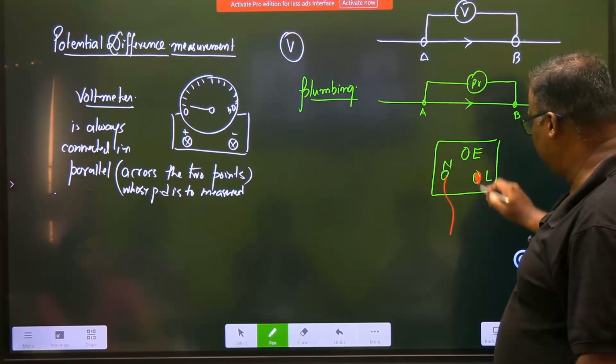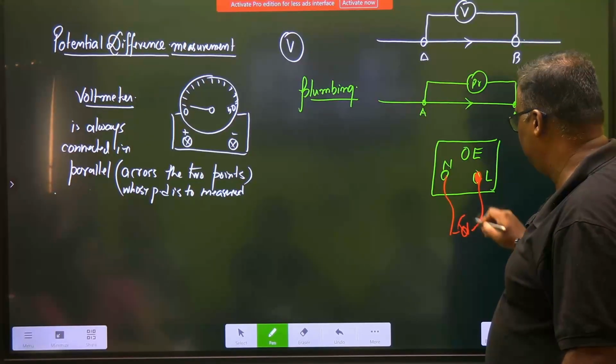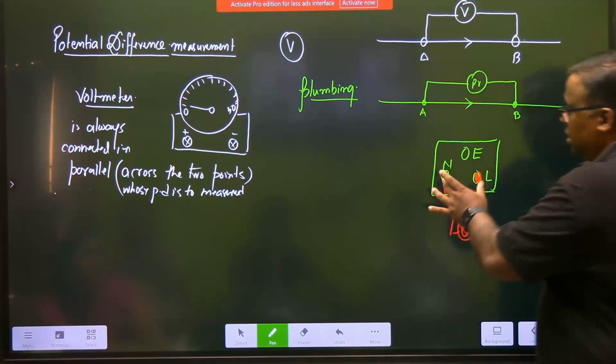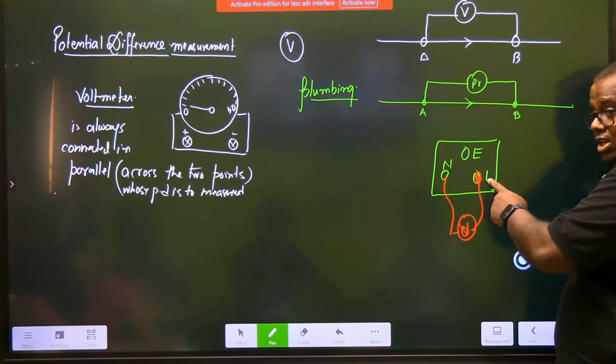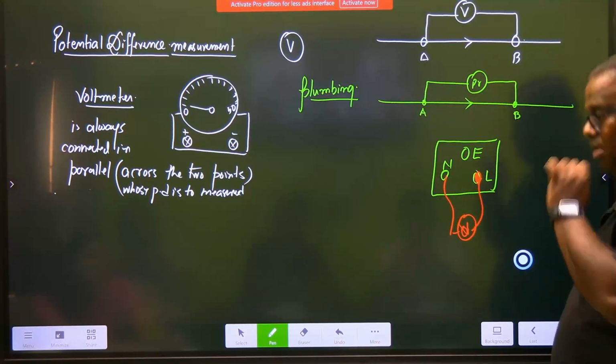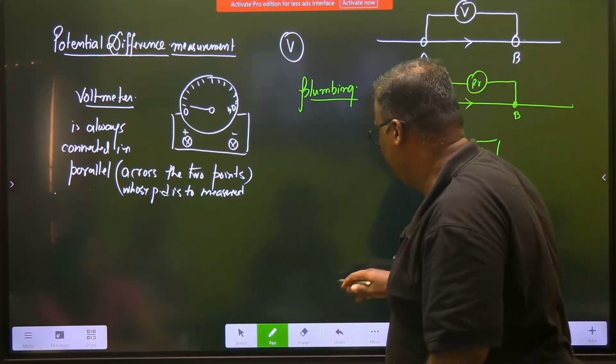Now if you connect a voltmeter out here, the voltmeter should read how much? This voltmeter should be reading 220. It shows that the potential difference between the two is 220. So when somebody is rich, somebody is poor. Is this understood? Then they ask, how is the construction of a voltmeter?